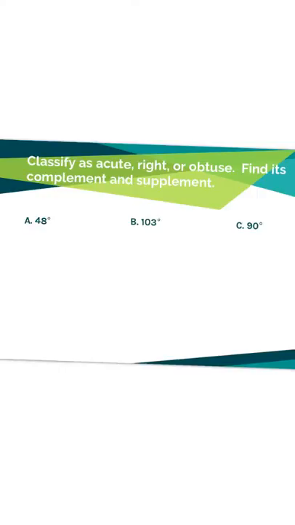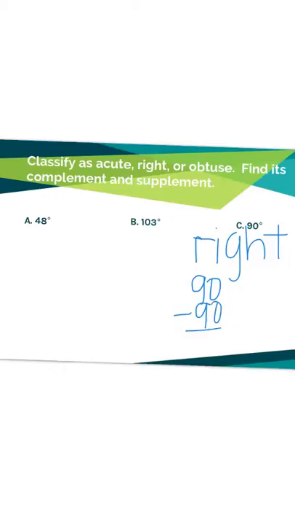And finally, look at C, 90 degrees. Because it's exactly 90 degrees, that means that it is a right angle. To find the complement, you would subtract from 90. 90 minus 90 is 0, so the complementary angle is 0 degrees. To find the supplement, you would subtract from 180. 180 minus 90 is 90 degrees, so the supplementary angle would be 90 degrees.